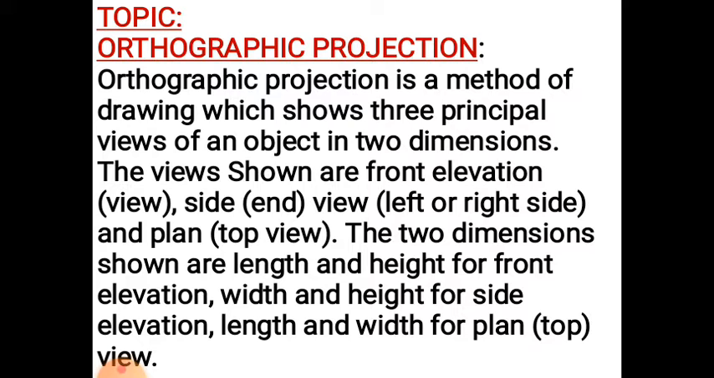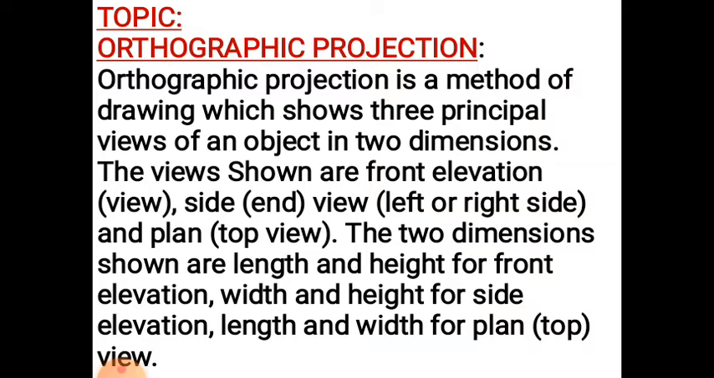Today, our topic will be focused on orthographic projection. Now, let's see the definition of orthographic projection. It's a method of drawing which shows three principal views of an object in two dimensions. These three principal views we are talking about here are the height, the width, and the breadth.